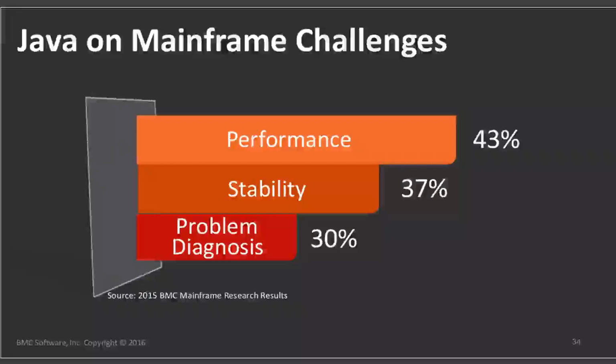In the survey, when we asked those customers who have Java on the mainframe what their biggest challenges are, 43% said performance is a concern. 37% said stability, or the availability that the mainframe is famous for. There's some concern about how to do that. And nearly a third said just diagnosing the problem and figuring out, is this a Java problem, is it a COBOL problem, is it a CICS problem, is it a DB2 problem? Where is the problem? That's going to be a problem in itself.